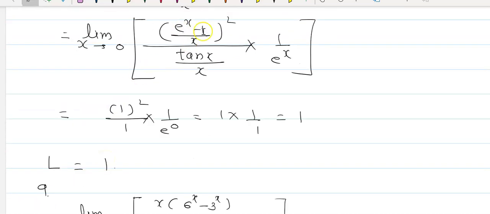The value of this limit, e raised to x minus 1 upon x, is 1. Tan x upon x is 1. As x tends to 0, e raised to 0 is 1. Overall, L is equal to 1.